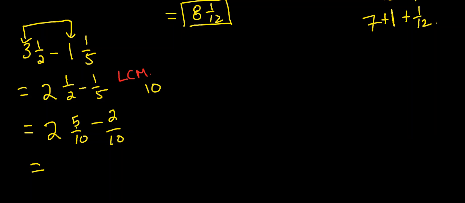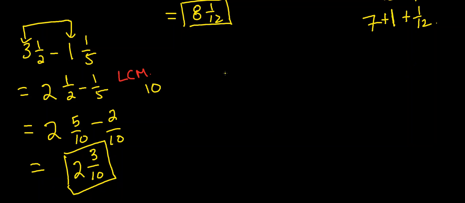Now since the denominators are the same, I can just subtract the numerators. 5 minus 2 is 3. So I get 3 over 10, and then I have the 2 out front. So my final answer is 2 wholes and 3 over 10. That's everything you need to know about how to add and subtract mixed numbers.